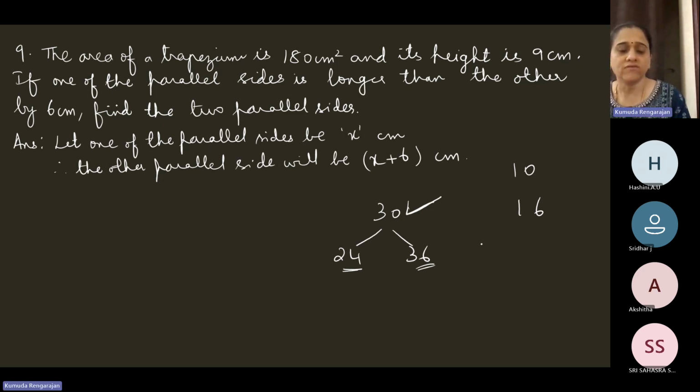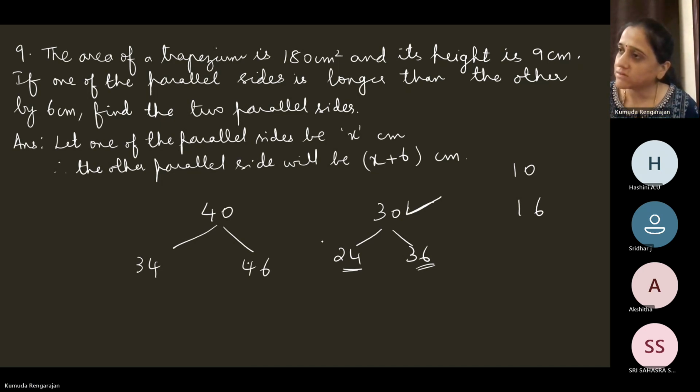Please listen, children. If one of the panel sides is longer than the other by 6, one is longer than the other by 6. So say one of the panel sides is 40. Then the other one will be 40 minus 6. What is 40 minus 6? 34. Or 40 plus 6, 46. So if this is the longer one, then the shorter one is minus 6. Or if this is the shorter one, the longer one will be 40 plus 6. So you can assume one side to be x and the other side to be x plus 6, or x and x minus 6 also.